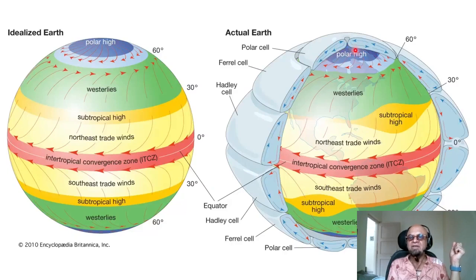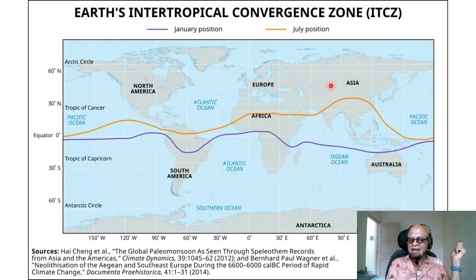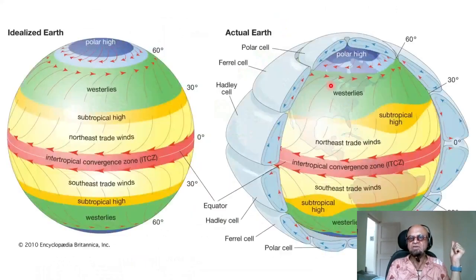Polar high means very high pressure. Okay, so that's what gives you the distribution of precipitation, which is mainly in this band here and mainly in this band here. But you already know that this is not exact in the sense that it is a bit more complicated like this. So you just remember those sorts of things.